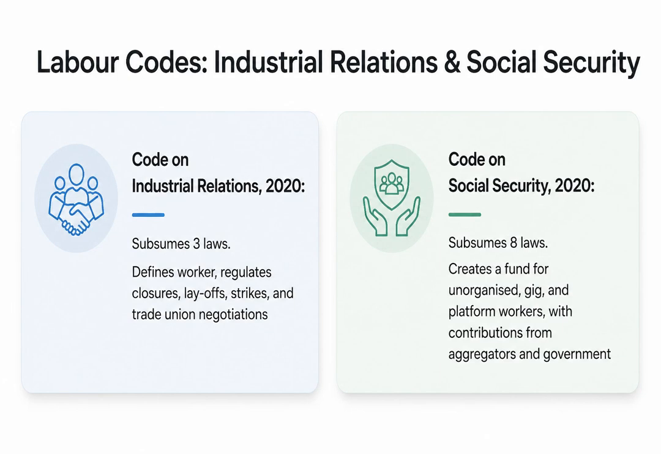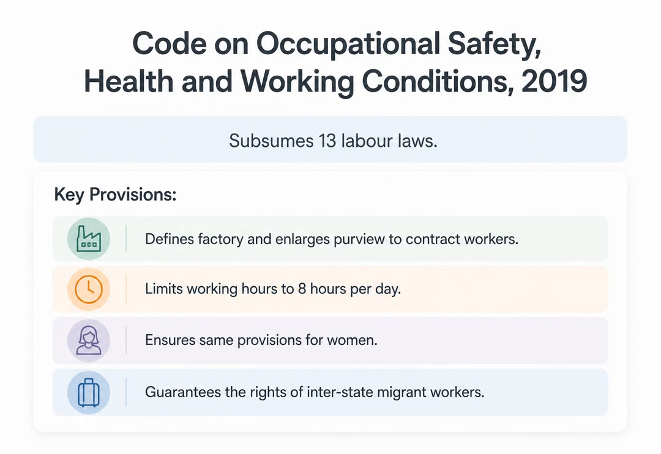Next are the codes on industrial relations and Social Security. The Industrial Relations Code of 2020 clarifies the definition of a worker and sets strict rules for factory closures, layoffs, and prior intimation for strikes. The Social Security Code of 2020 is particularly modern. It recognizes the changing economy by establishing a dedicated Social Security fund for unorganized gig and platform workers, funded jointly by the government and the aggregators who employ them. The fourth pillar is the Code on Occupational Safety, Health, and Working Conditions, which replaced 13 older laws. This code is vital for daily worker welfare.